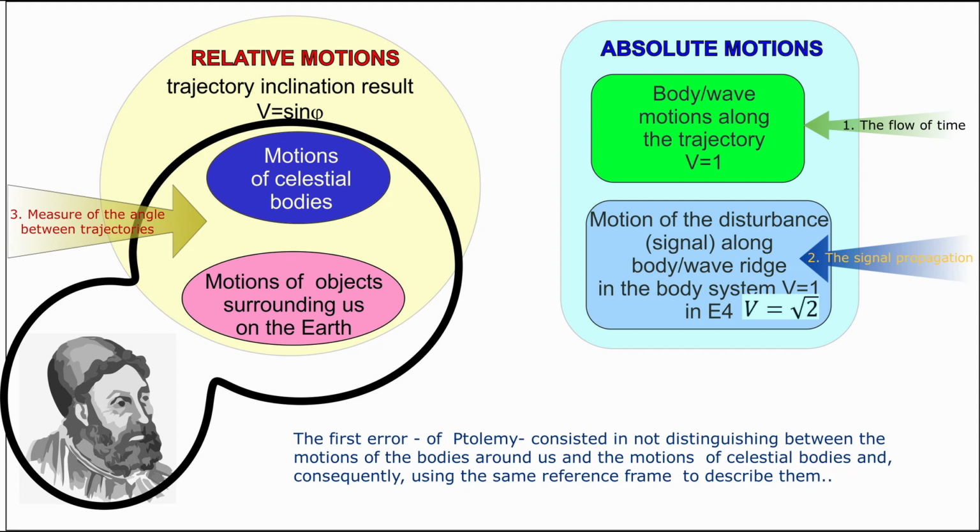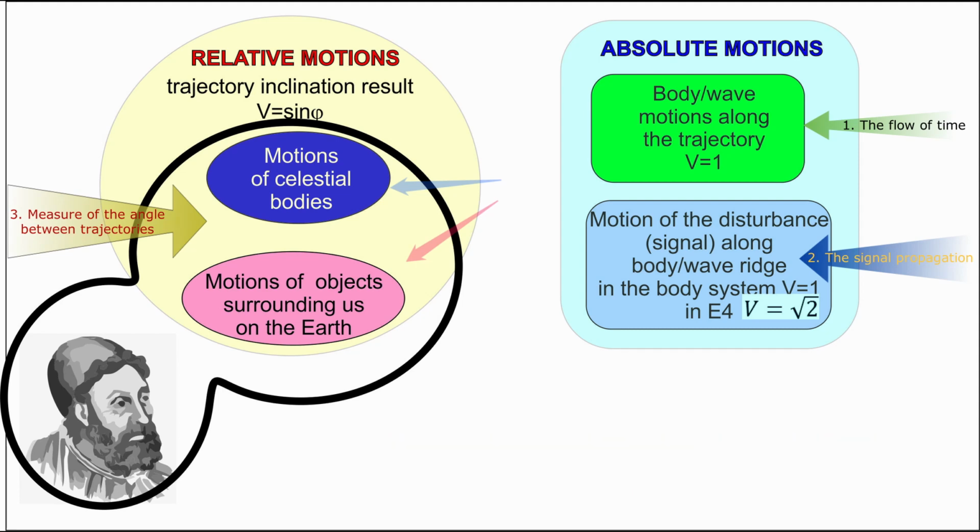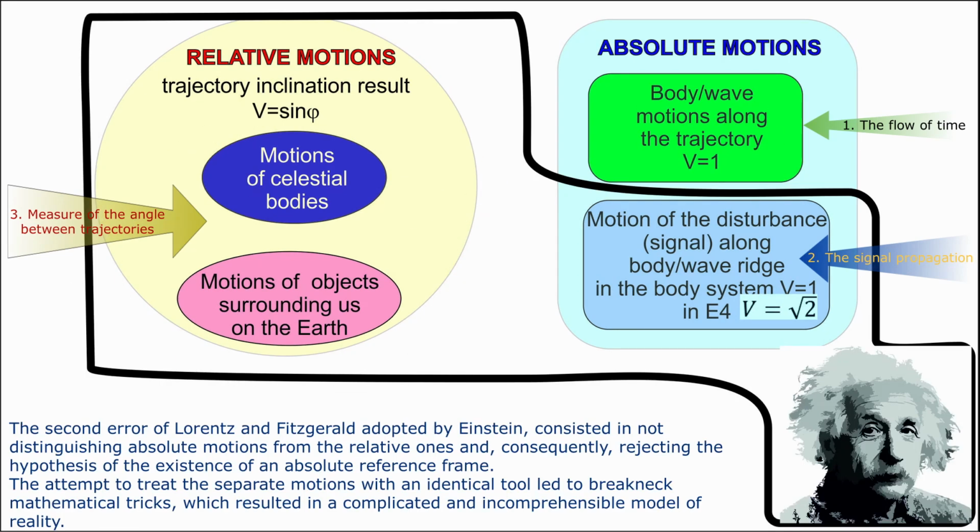The first error of Ptolemy consisted in not distinguishing between the motions of the bodies around us and the motions of celestial bodies, and, consequently, using the same reference frame to describe them. The second error of Lorentz and Fitzgerald, adopted by Einstein, consisted in not distinguishing absolute motions from the relative ones, and, consequently, rejecting the hypothesis of the existence of an absolute reference frame. The attempt to treat the separate motions with an identical tool led to breakneck mathematical tricks, which resulted in a complicated and incomprehensible model of reality.